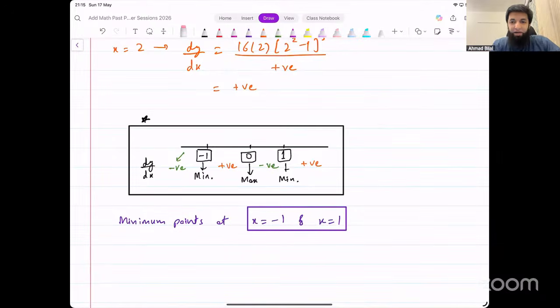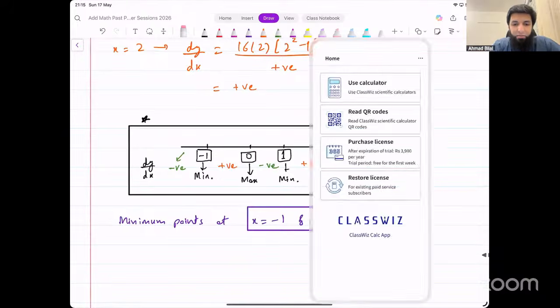Okay, that was fairly tricky. Because we don't have a calculator allowed, it did require a lot of thinking. Okay, let's move on to the next one now.